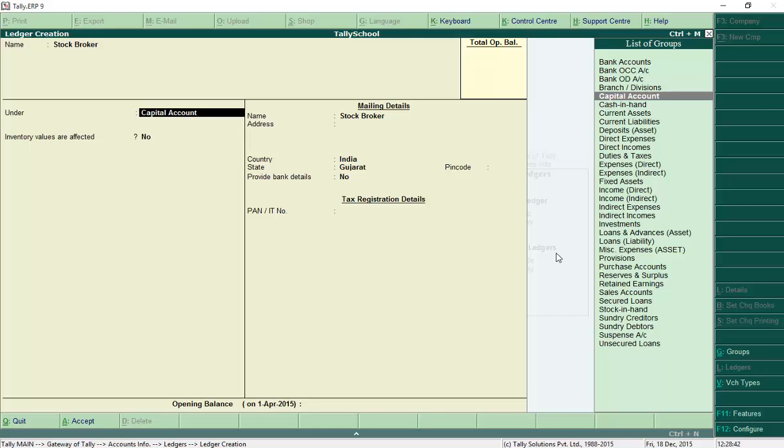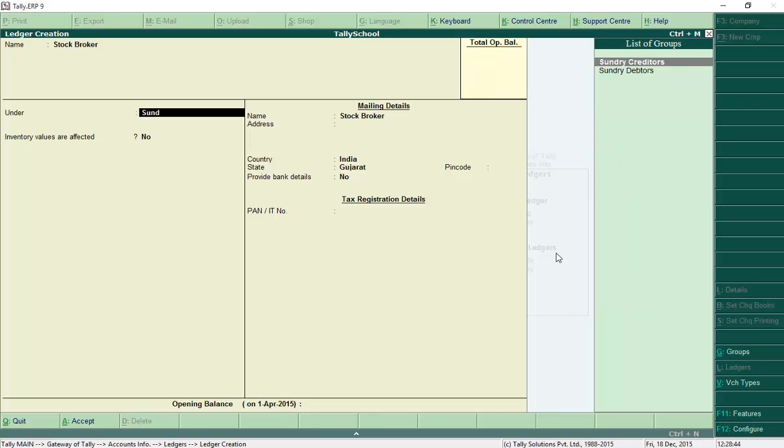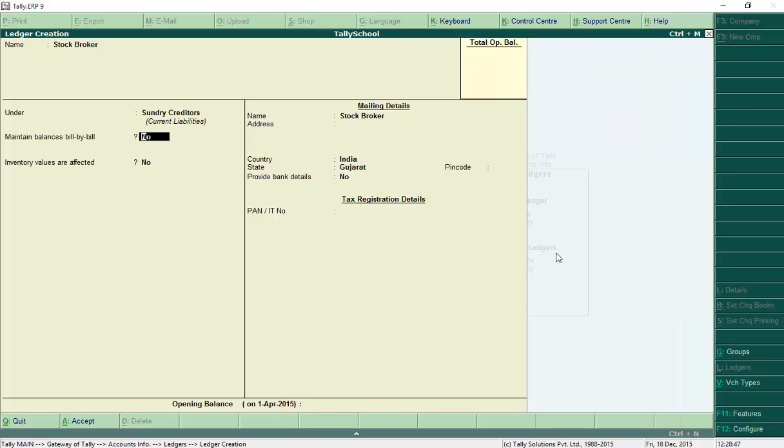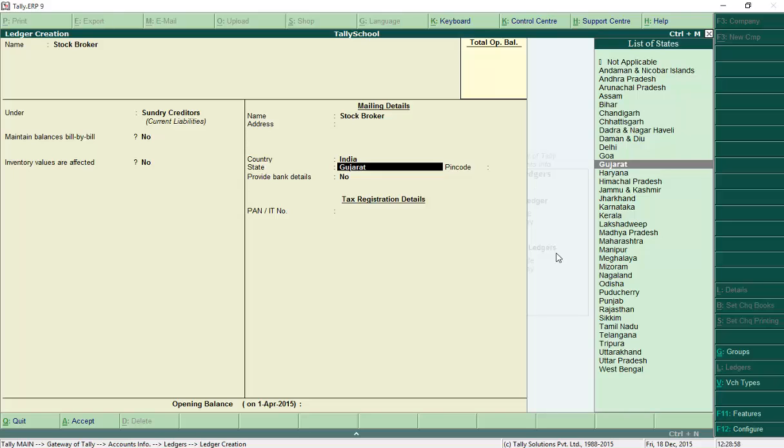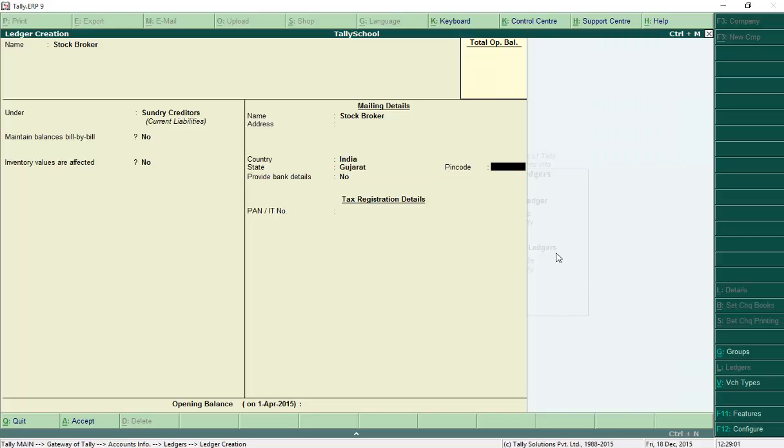So right now I am selecting just sundry creditors. Maintain bill by bill, no. And inventory values are affected, set that also to no. And if you have the address of the broker, you can enter it here, Gujarat. If you have the pin code, you can write it here. Bank details if you want to provide, and PAN number if you have your broker's PAN. You can usually find that on your contract note. So if you have, you can enter all the details. Opening balance, if you want to enter any opening balance here, I'm just leaving it blank.